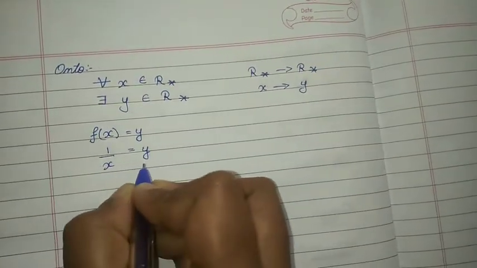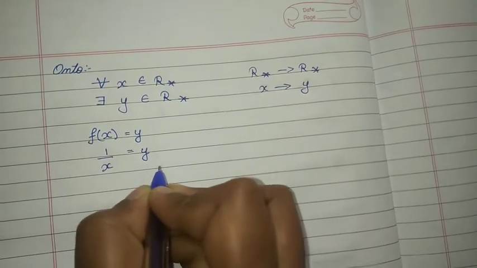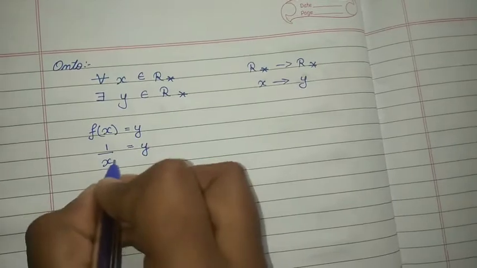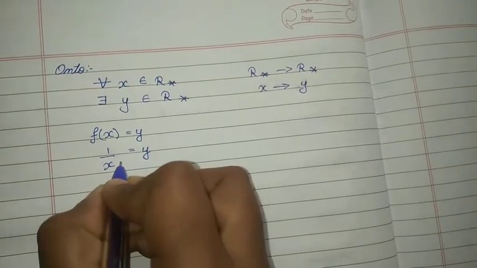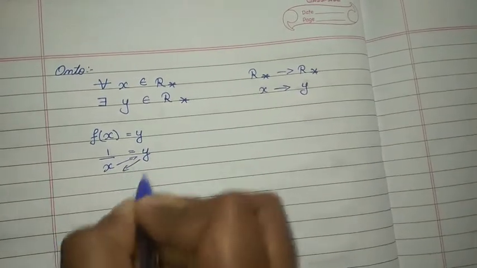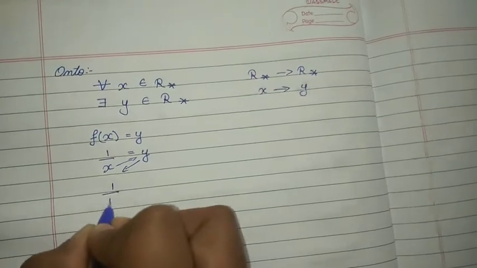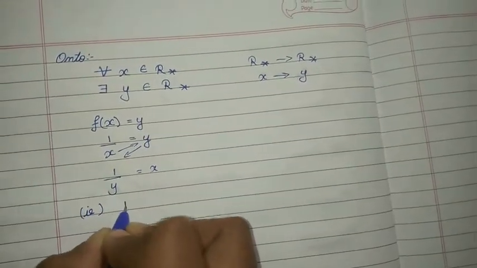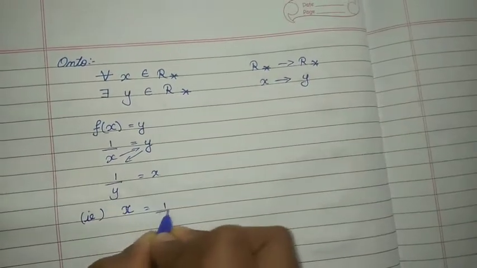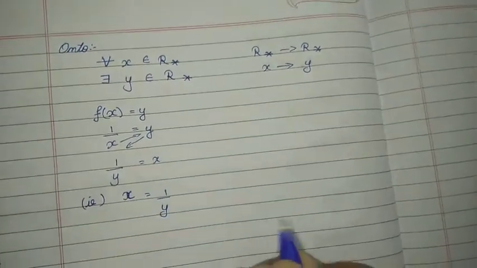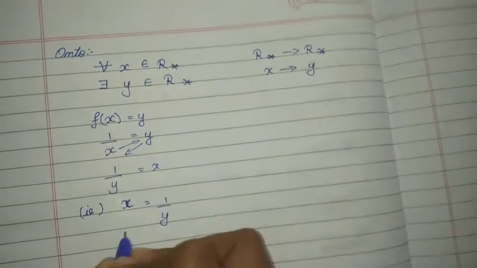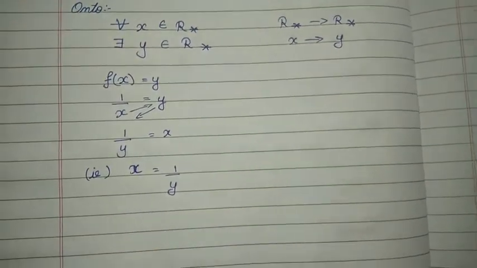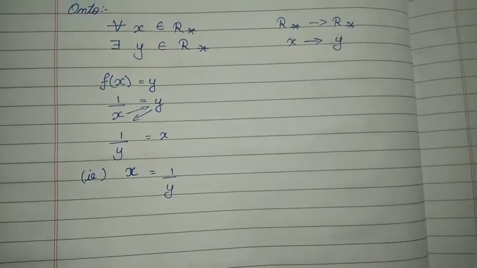Now I have to get x in terms of y. So what will I do? I will take the reciprocal or cross multiply. I'll take x over here and y over here. So I will have 1 by y is equal to x, that is, x is equal to 1 by y. I got the value of x.